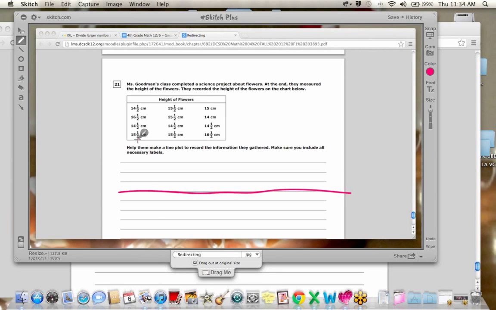So my lowest number is 14 and a half, so I'm going to put that down here. 14 and a half. 14. And then 15 would come next. I'm just going in order. Is there a 16? Yes, it jumps to 15 and a half. Then 16. And then 16 and a half. And I forgot a 14. Look, there's one 14.